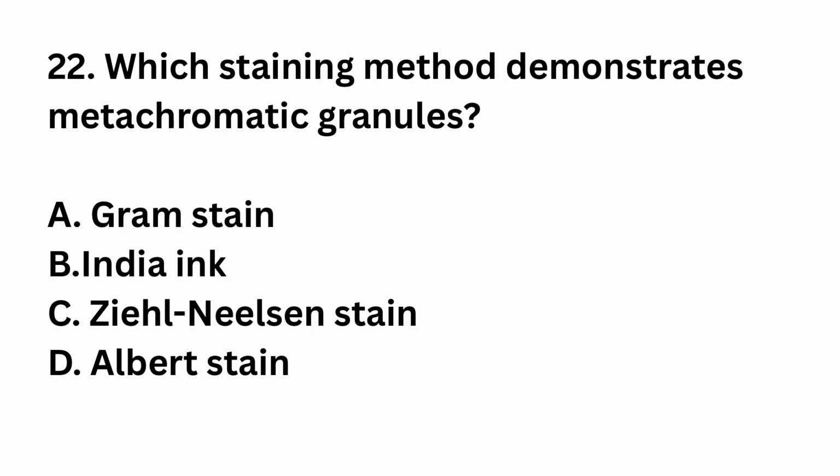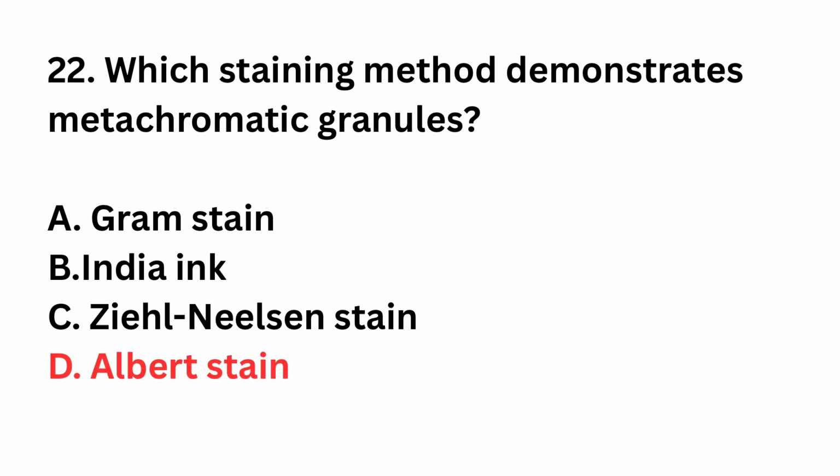Question number 22. Which staining method demonstrates metachromatic granules? Gram stain, India ink, Ziehl-Neelsen stain, Albert stain. The right answer is option D, Albert stain. Albert stain highlights metachromatic granules.